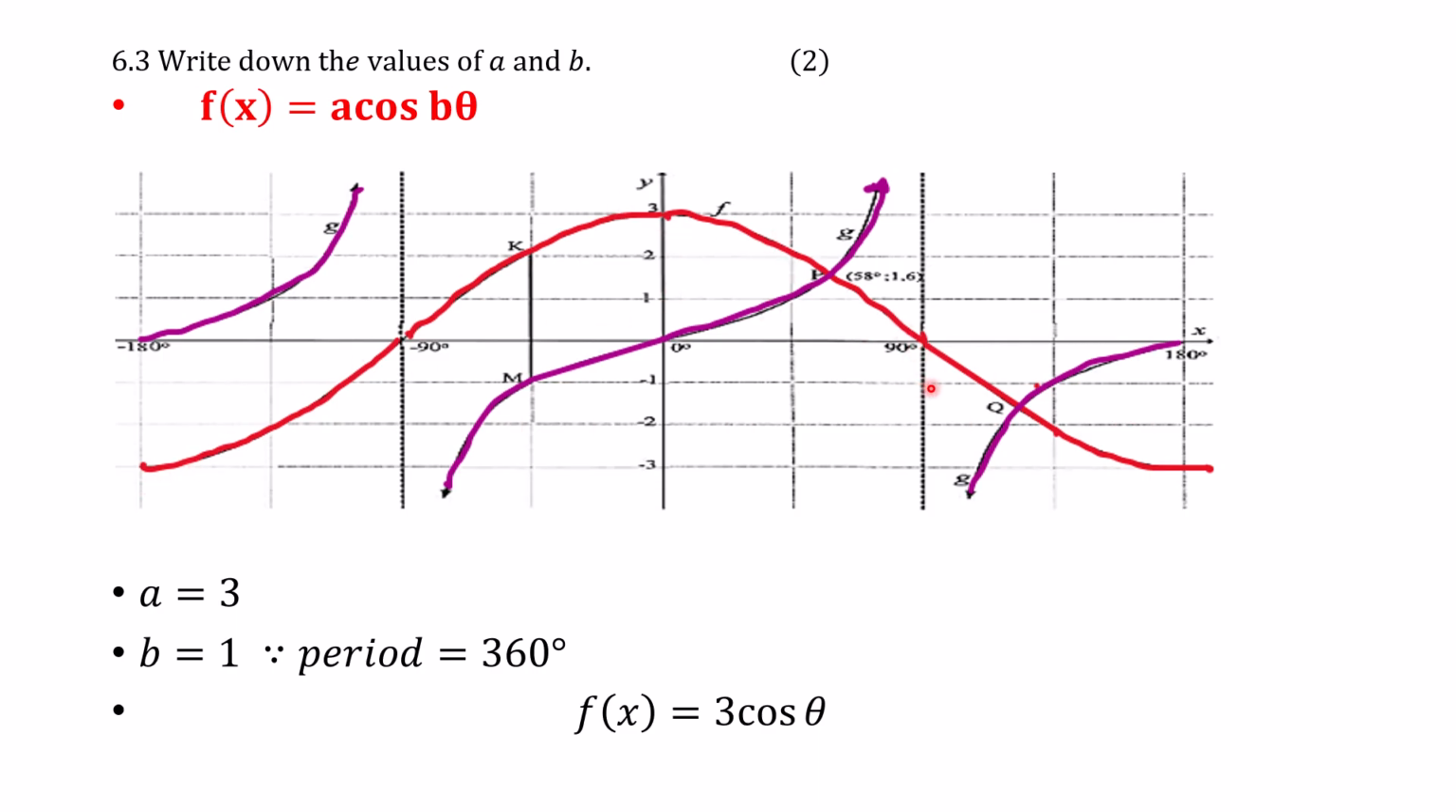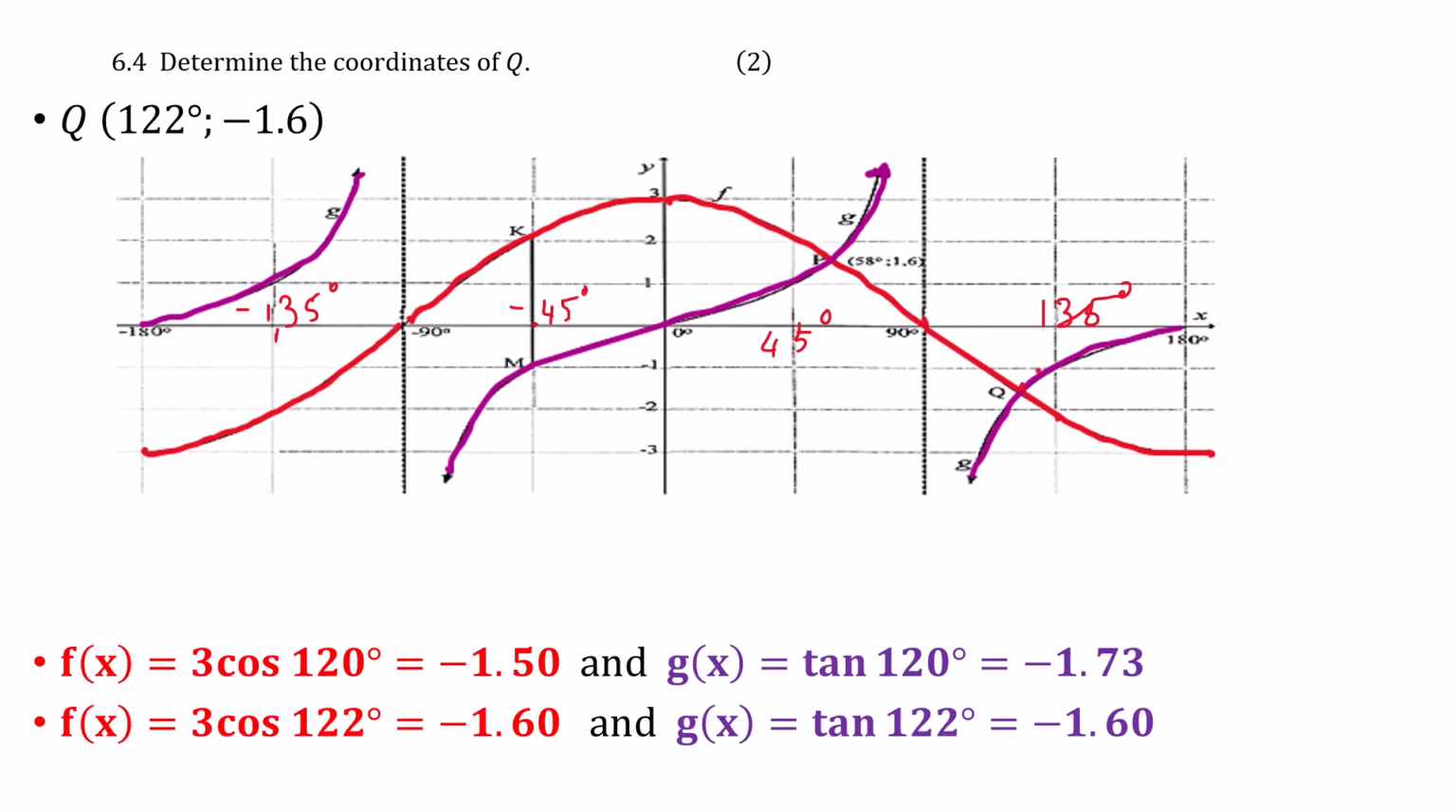Put them together, the whole complete cos graph goes from 180 to minus 180. So 180 minus minus 180 would give me 360. Therefore we say B equals 1, because the period equals 360 degrees. So in short, f of x equals 3 cos theta. Right? So 1 mark for A and 1 mark for B.